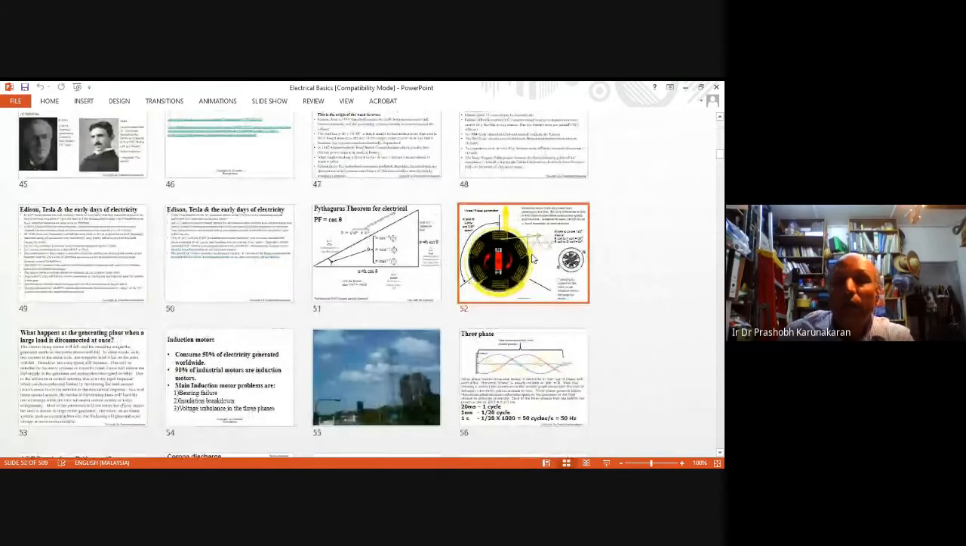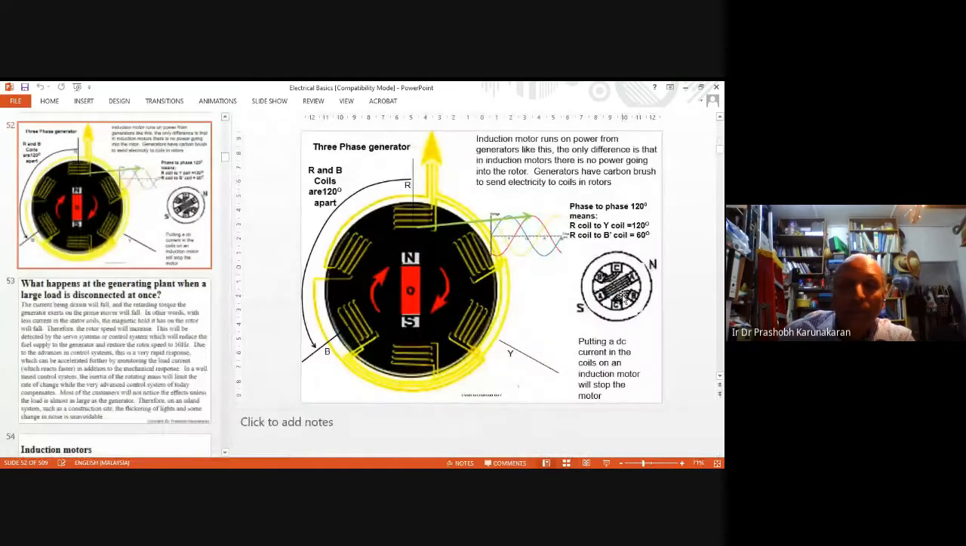Okay, this is basically how the generator works. You see, this is barcode. You got red, yellow and blue. So what is this? This one is red clockwise, red anti-clockwise. Yellow clockwise, yellow anti-clockwise. Blue clockwise, blue anti-clockwise.